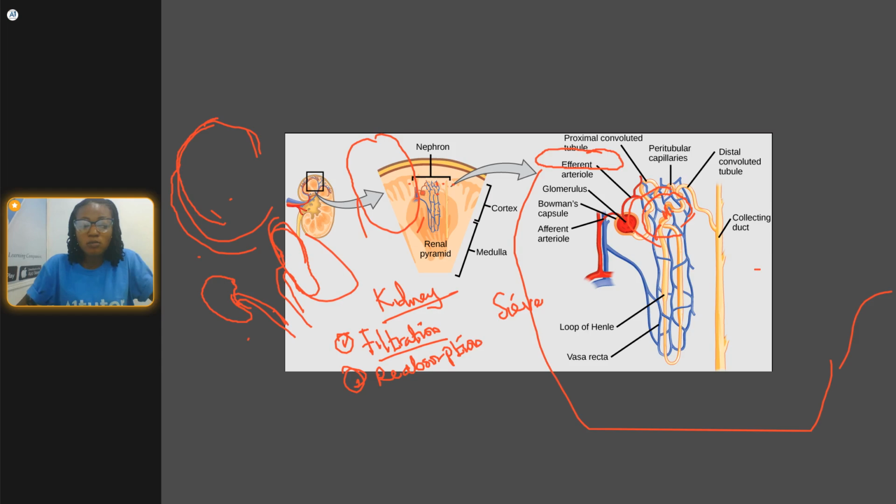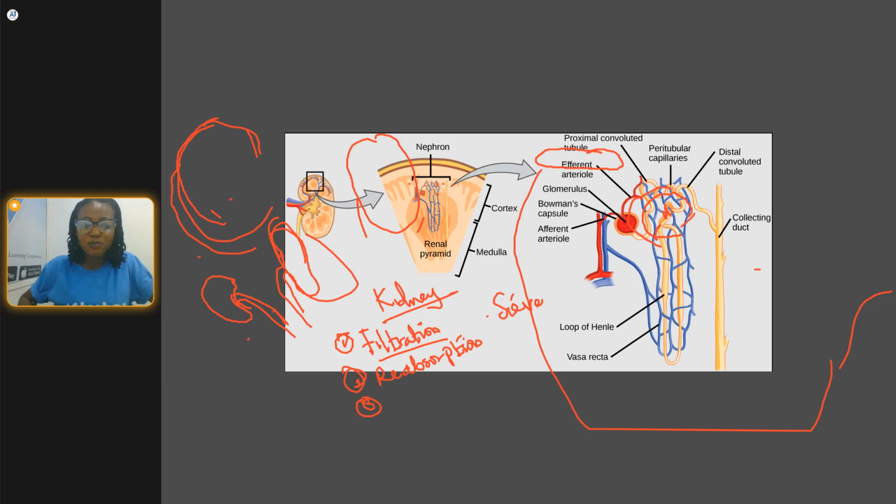The useful substances like glucose, water, and ions are reabsorbed into the blood in the renal tubules. These are the things that might have been filtered by the glomerulus but are still needed in the body. They are reabsorbed into the blood. That is what we call the reabsorption process.